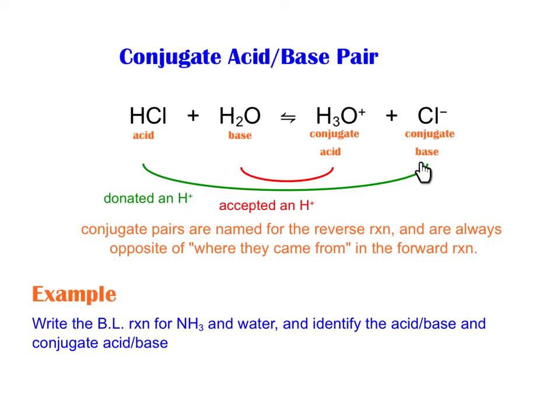When we look in reverse, so if we were going from Cl minus and H3O plus to water and HCl, Cl minus ends up gaining the H in this direction, whereas H3O plus is giving it up. So this becomes the conjugate acid, and Cl minus is the conjugate base. Okay, so whatever the acid was and it became, they are opposite. So acid and the conjugate base go together, and the base and the conjugate acid go together. Okay.